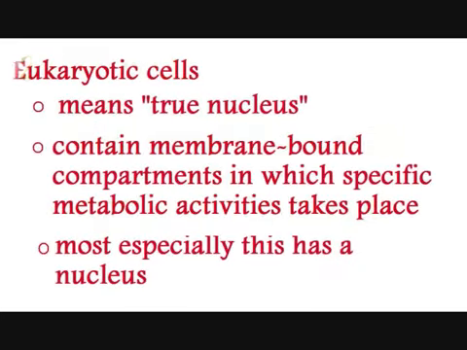There are two types of cells, eukaryotic and prokaryotic. Eukaryotic means true nucleus. It contains membrane-bound compartments in which specific metabolic activities take place. Most especially, this has a nucleus. The parts of the cell I've been talking about earlier are part of the eukaryotic cell.